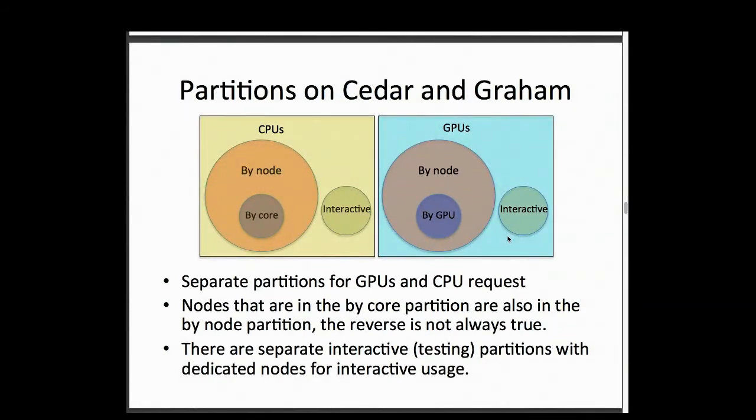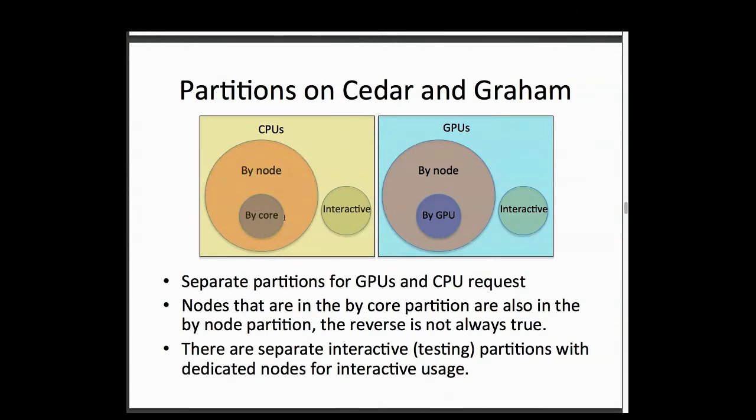Also, we see here, let's say in the CPUs, we have a by-node partition and a by-core partition. What this basically means is, the by-node partition is for requests that require an entire node. So if you're asking for 32 cores on a single node, you could run in the by-node partition. If you ask for 64 cores anywhere on the cluster, you're in the by-core partition. As you see here, the by-node partition includes all the nodes in the by-core partition.